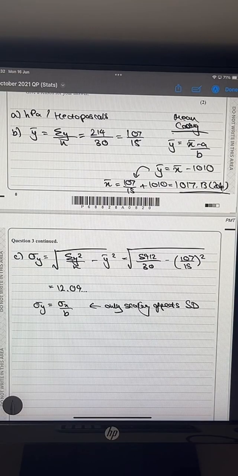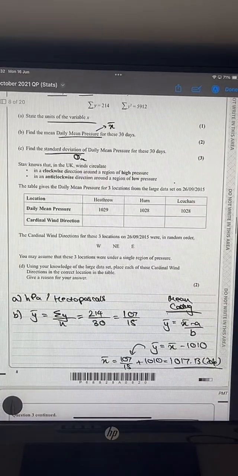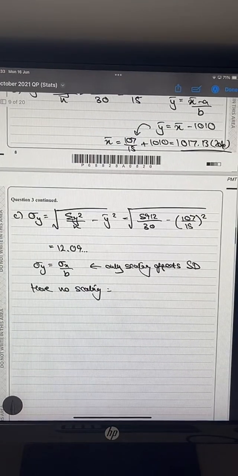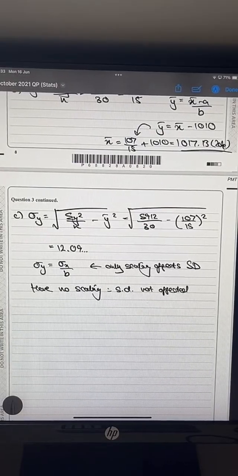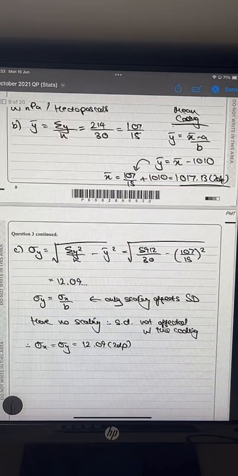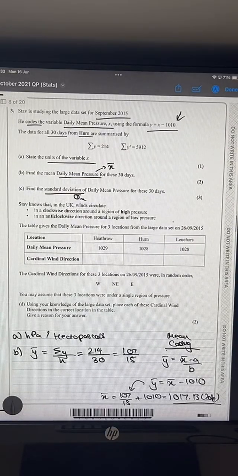So here, there's no scaling. Why? Because if I just look at the coding, you're just subtracting 1010. They haven't scaled the x value. So therefore, the standard deviation is not affected with this coding. Therefore, you could just say the standard deviation of x is the standard deviation of y, which is 12.09 to 2 decimal places there. All right, coding is a nice little subtopic, but yeah, that's how you do that.